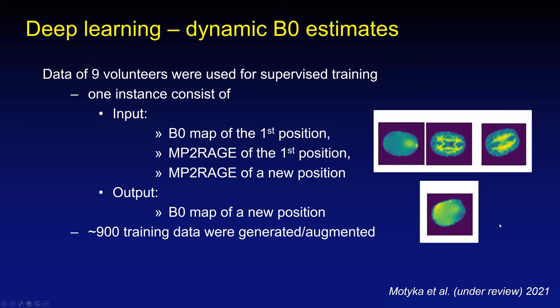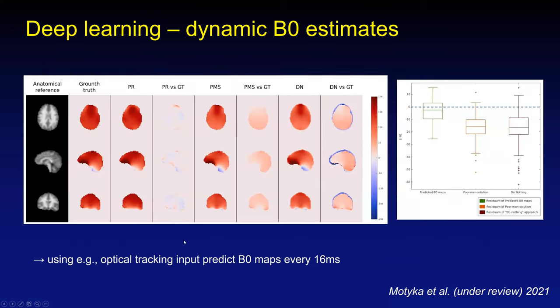So we don't need to measure the B0 map really, because that's complicated with navigators, but we can predict it on the fly. And we trained this with about 900 training data and augmented these data. And here's some early results of this, where we can see that if this is the ground truth B0 map, and this is predicted with the neural network, then we come pretty close to what was the ground truth. While when we use a very simple approach where we do only co-registration of the B0 map, this performs much worse. And if we essentially do no correction at all, of course, the head is in a different position.